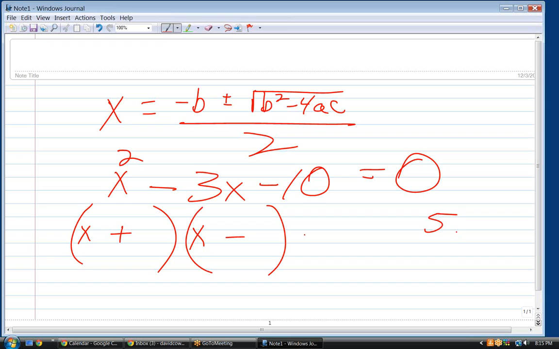5 and 2. Okay. We take the bigger of those factors and stick it with which sign? The sign in front of the 3x. Very good. So the subtraction sign. You may not have to write these down. You may get them the first time through, and that would be wonderful. So what are my solutions? Your solutions are going to be -2 and +5. Okay, good.